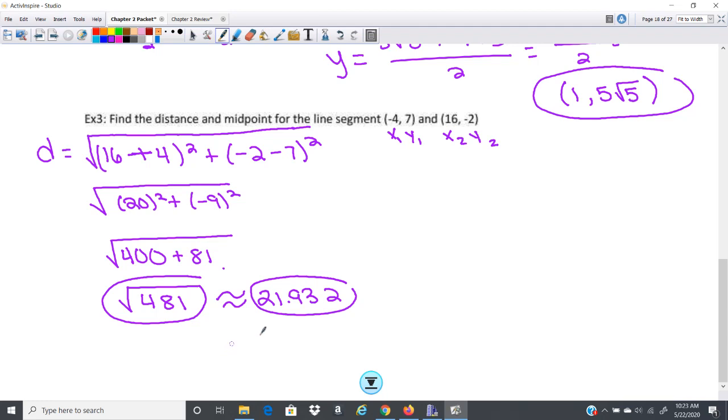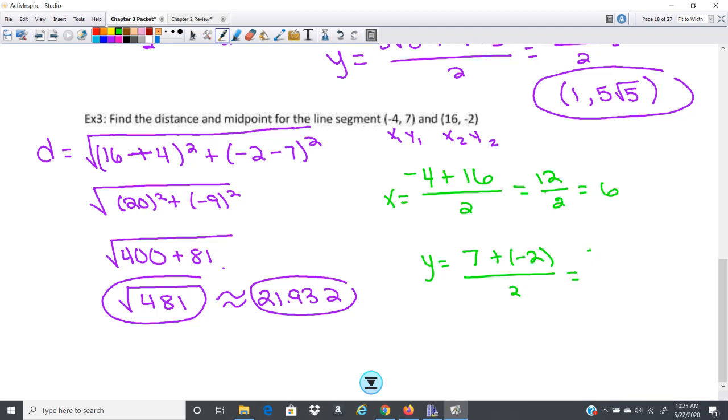Okay, and then let's find the midpoint. So for the midpoint, we're going to go negative 4 plus 16. Those are your x values. Over 2, that's your x's. So that's going to be 12 over 2. You get 6 there. For your y value, you're going to go y1, 7 plus negative 2 over 2. And that's going to give you 5 over 2. You can leave it just like that. So 6, 5 over 2. And that's your midpoint.